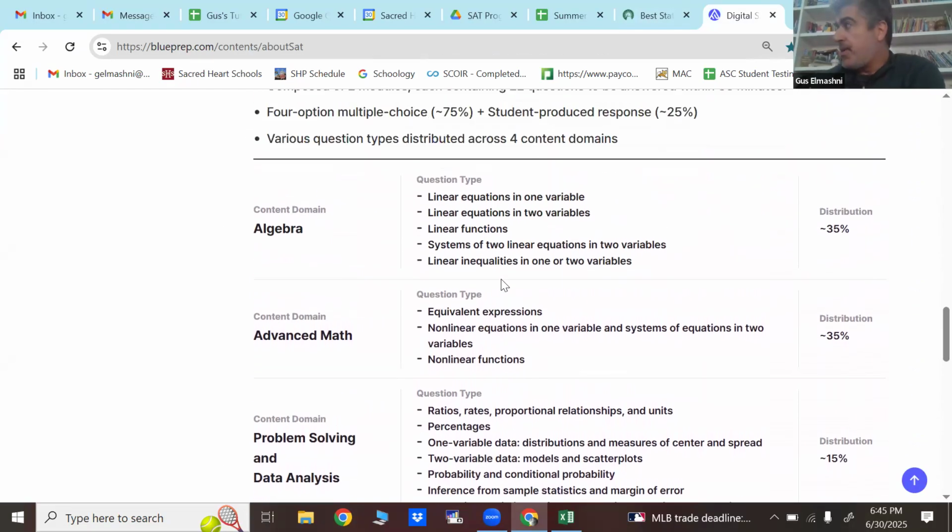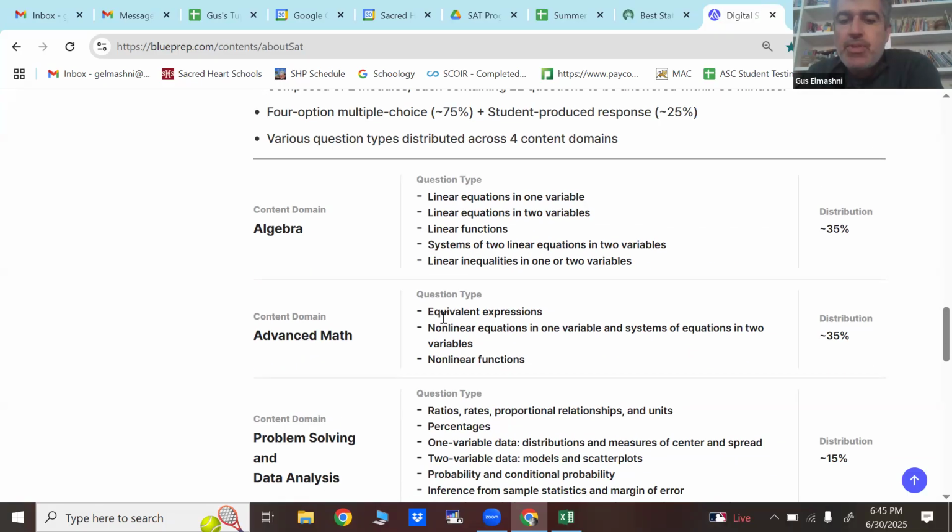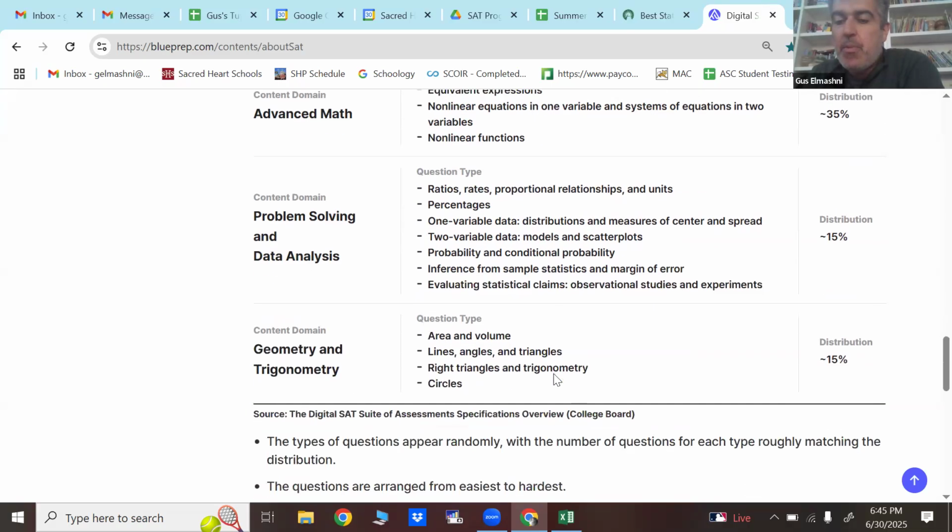We did talk about algebra last time, like linear functions and systems of equations. We talked about how to use Desmos. We also talked about problem solving and data analysis, like looking at probability, statistics, reading data tables, charts, ratios, proportions, percentages, all that stuff. So we're going to start with advanced math. It's 35% of the test. And then we'll do geometry and trig.